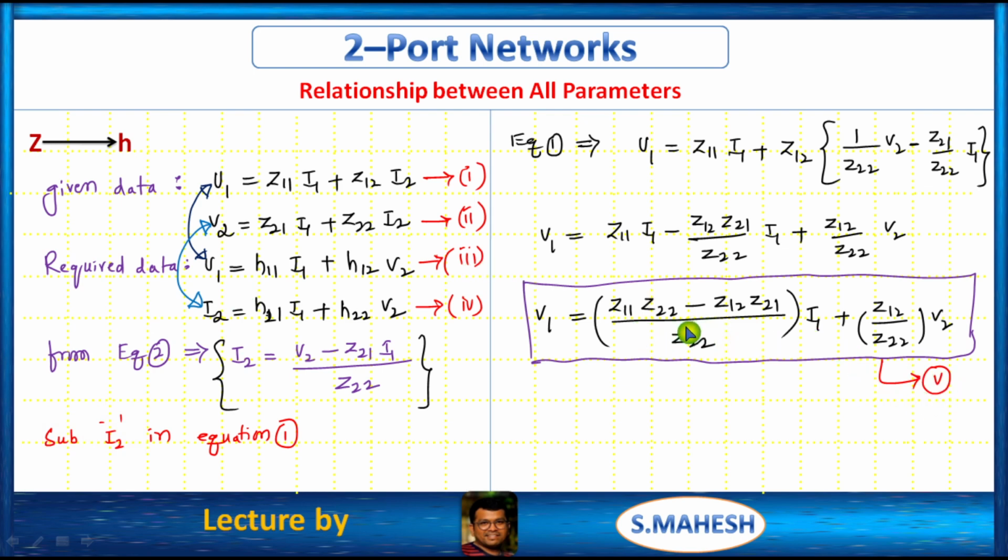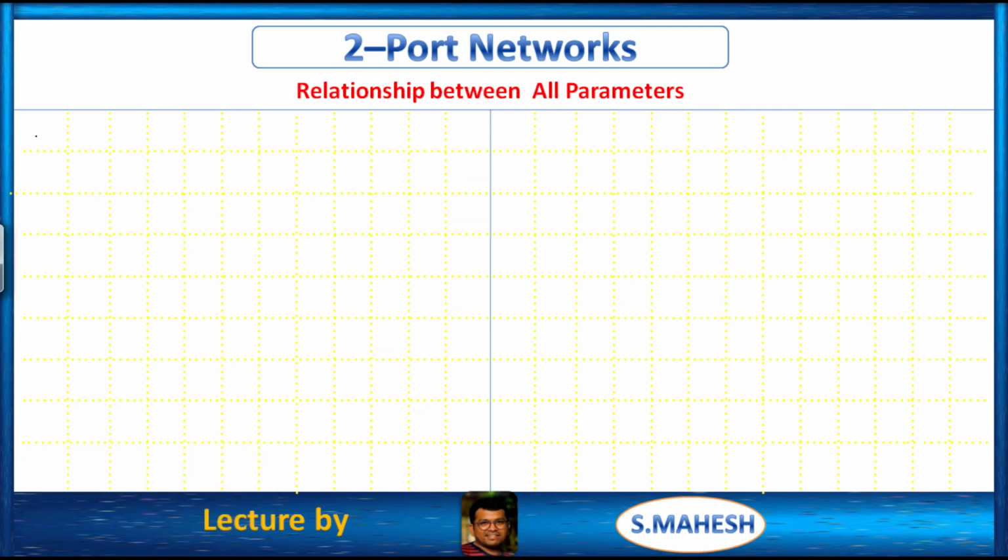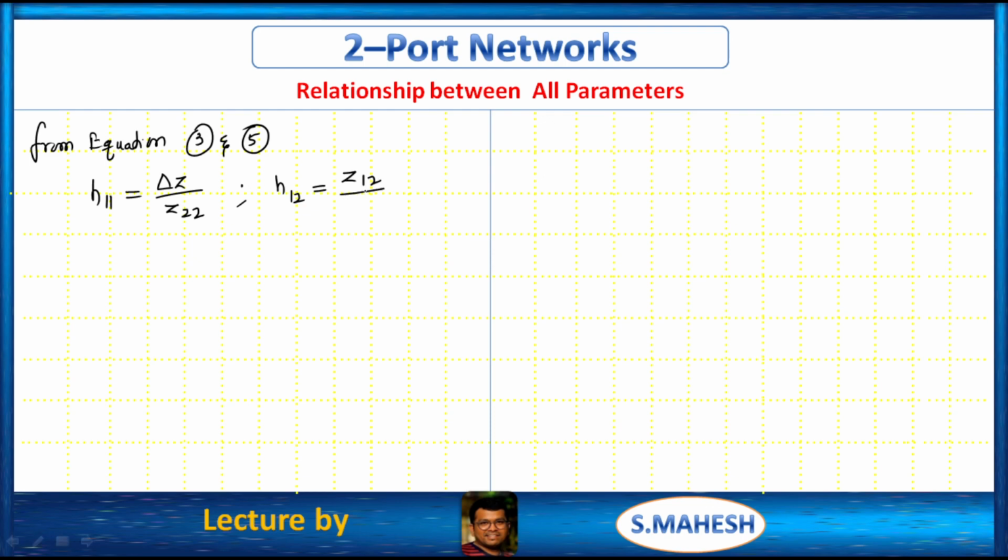So from this, H11 is this part, and H12 is nothing but this part. We can write from equation 3 and 5, H11 is nothing but delta Z by Z22, that is Z11 into Z22 minus Z12 into Z21, right? Next H12, that is Z12 by Z22. Yeah, that's it. So finally we have H11 and H12. That's it.